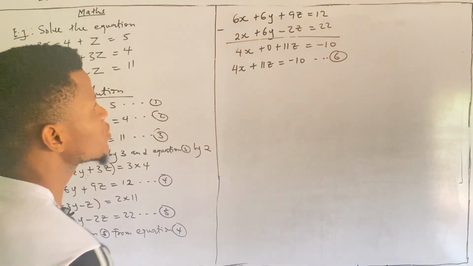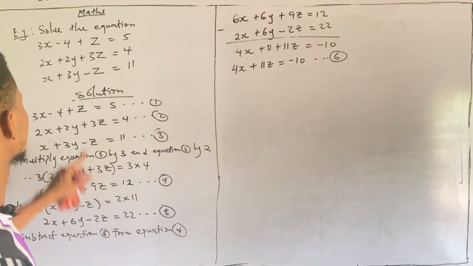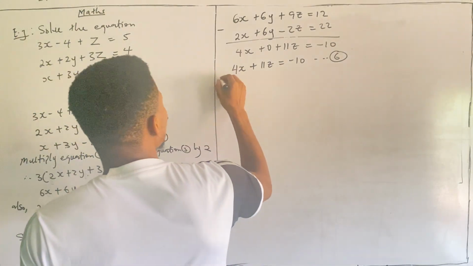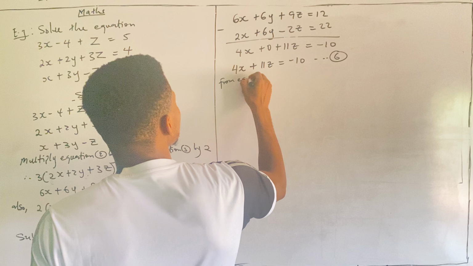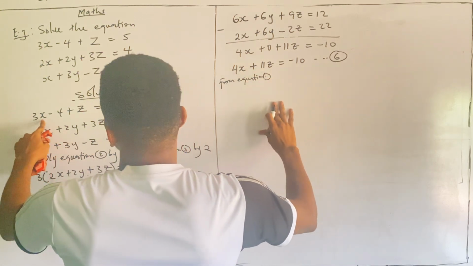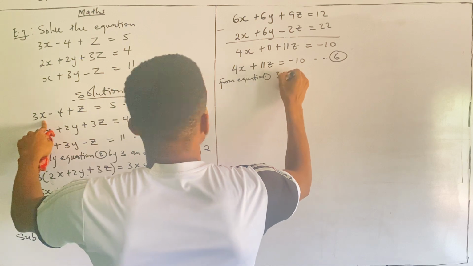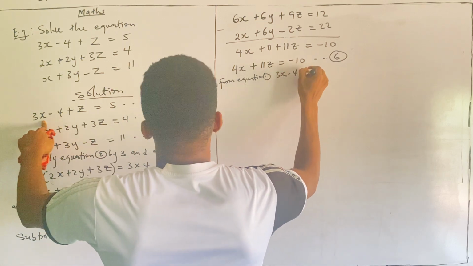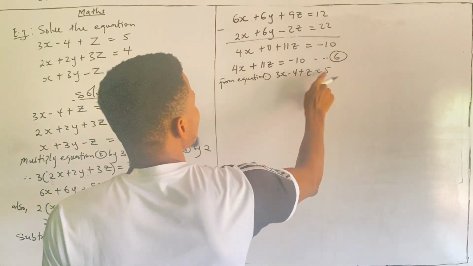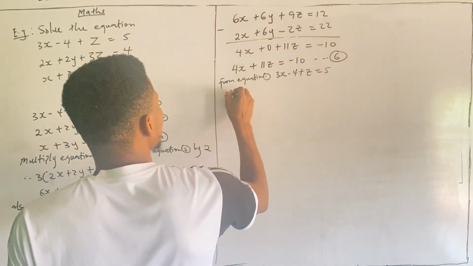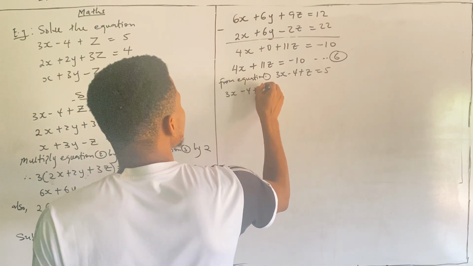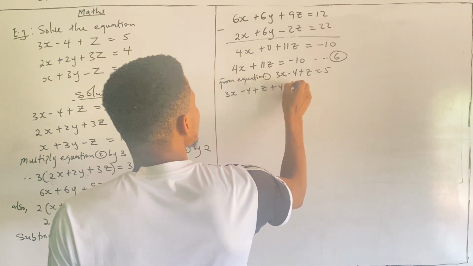Now, we are going to bring in equation 1 in this situation. Equation 1, we have 3x and z. So from equation 1, we have that 3x minus 4 plus z equals 5. So let's rearrange. We can add 4 to both sides. If we add 4 to both sides, we have 3x minus 4 plus z plus 4 equals 5 plus 4.